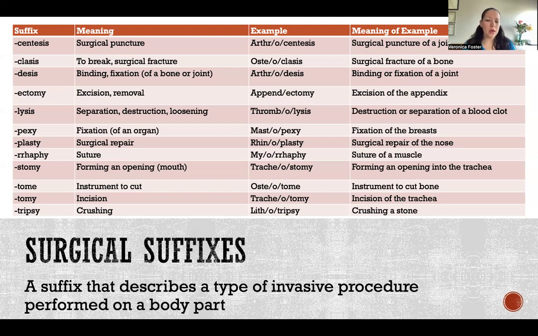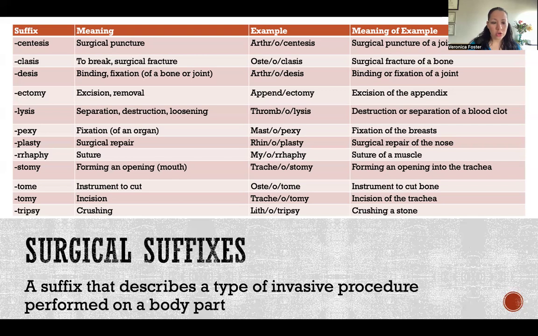Stomy or stummy is forming an opening or mouth. So, an example there is tracheostomy. Tome refers to an instrument used to cut. And so, a term there would be osteotome, so an instrument that is used to cut bone. Tomy is incision, so tracheotomy, incision of the trachea.